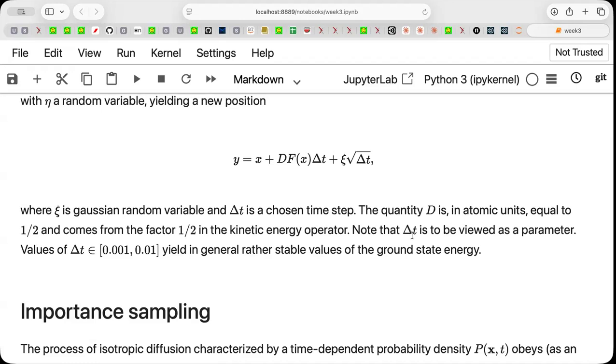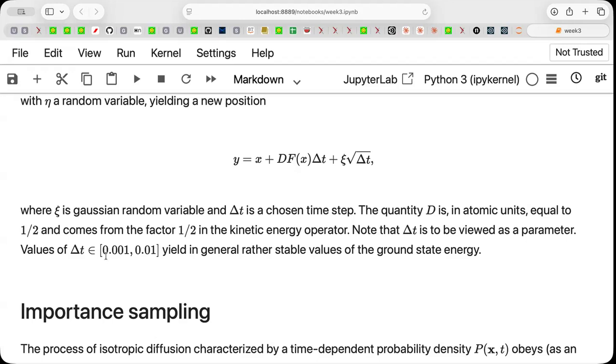So what you would typically do then is to run calculations with different delta t values and try to find the one which gives you the best result for both the standard deviation and for the expectation value. So it is a parameter in the calculations. And normally the chosen values are between 10 to the minus 3 and 10 to the minus 2.